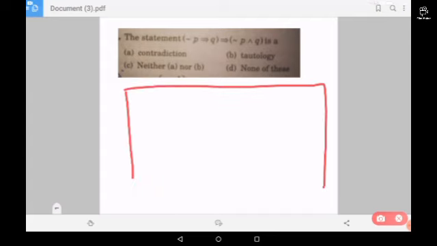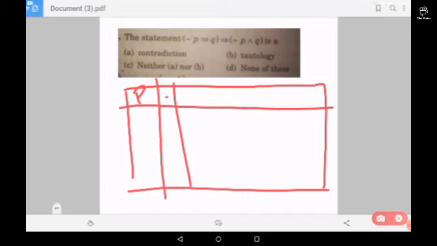So the question is, negation P implies Q, whole implies negation P and Q, is a contradiction, tautology, neither A or B, or none of this. So we can check. Okay, we should draw the truth table for this.